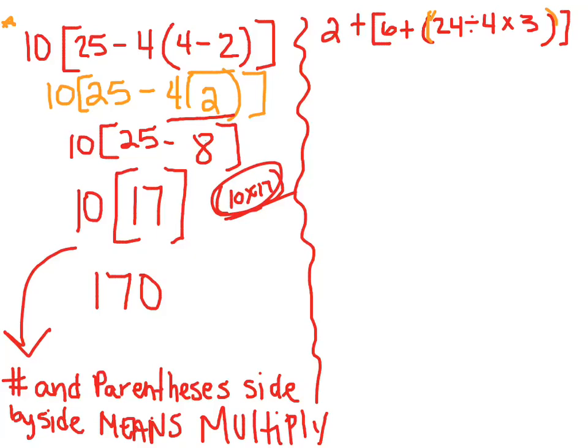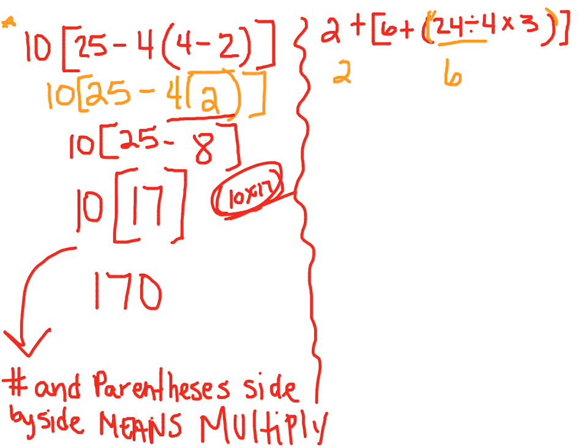Okay, so inside the parentheses, you read 24 divided by 4 times 3. Order of operations says parentheses first, so that's what we're looking at. If you read 24 divided by 4 times 3, you do the division first. So we're going to solve 24 divided by 4. Okay, 4 goes into 24 6 times.